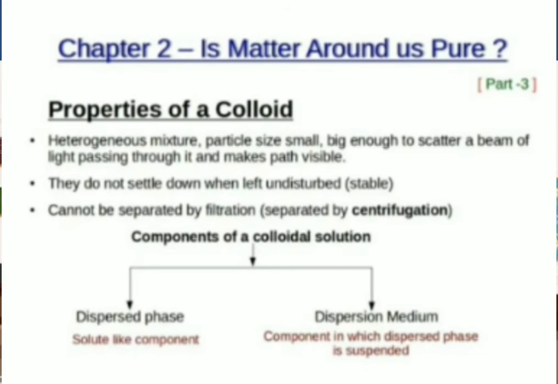Then we are going to talk about the properties of colloids. The colloids are a heterogeneous mixture. It is the first property of colloids. The particle size is very small, but big enough to scatter a beam of light passing through it and make the path visible. So, the first three properties are heterogeneous mixture, particle size, and showing the Tyndall effect.